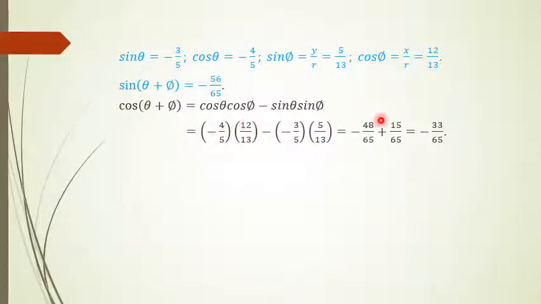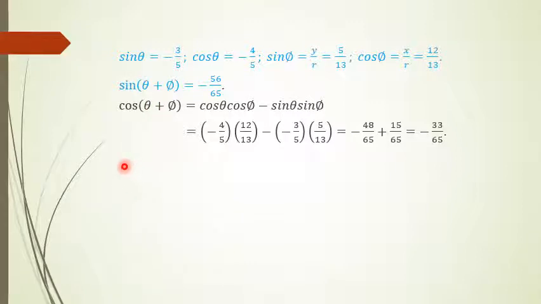minus 4 times 12 is minus 48. 5 times 13 is 65. Minus 3 times 5 will give us minus 15. Multiplying by that negative will give us now a positive 15. That's negative times negative will give us a positive. Then 5 times 13 is 65. And then adding, these have the same denominator, so we only have to add the numerators. Minus 48 plus 15 is minus 33 over 65 as the value of cos(theta plus phi).